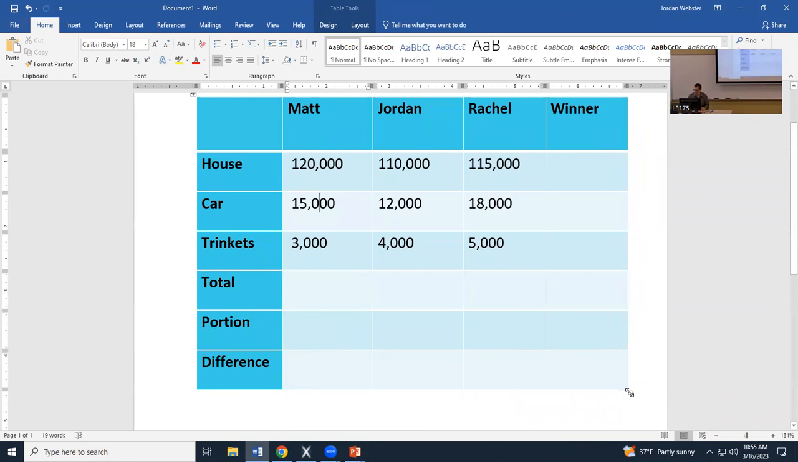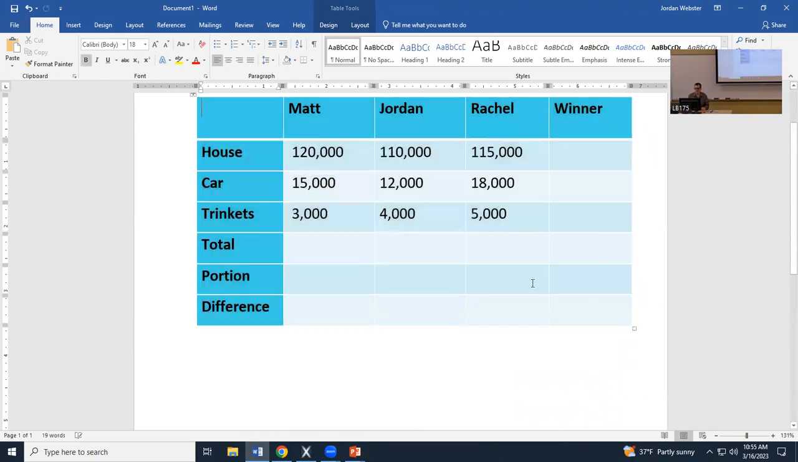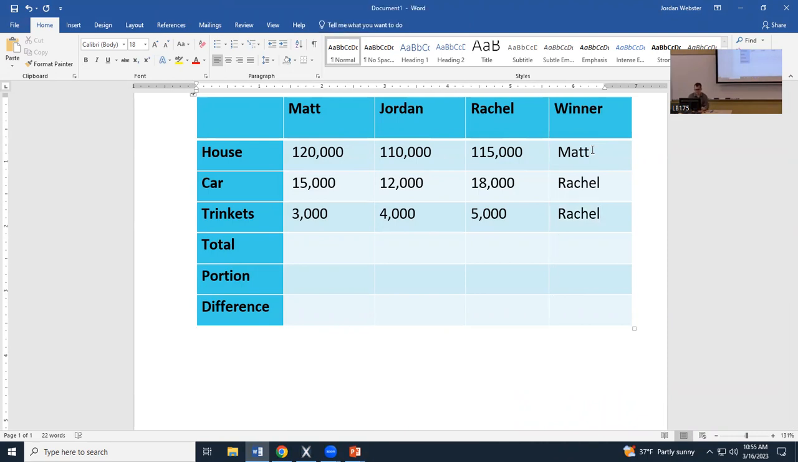Now I hope it's obvious who wins the items. So Matt wins the house. Rachel wins the car and the trinkets. So let me write that. Matt wins house. Rachel wins car and trinkets.